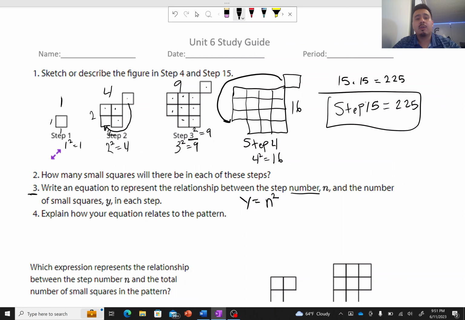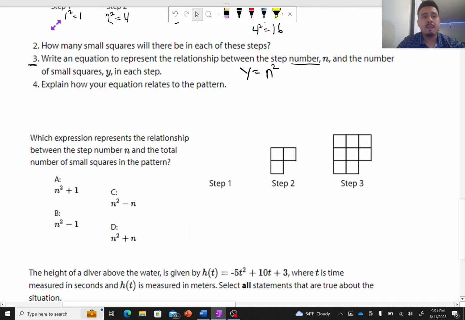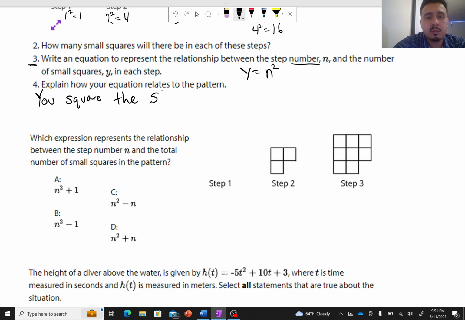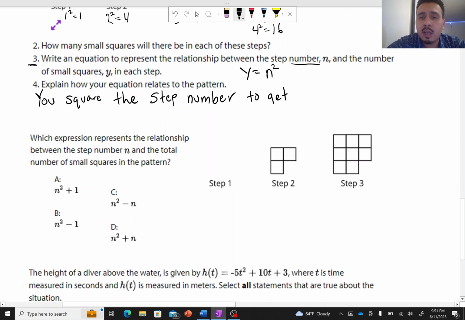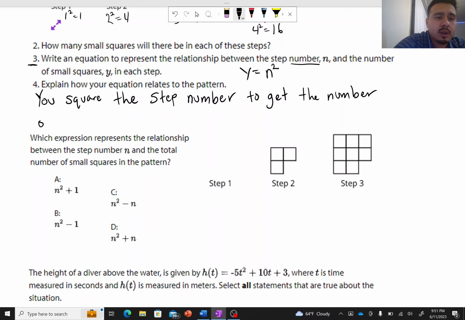For number 4, it says explain how your equation relates to the pattern. Well, technically, all you have to write, let me see if this scrolls up. There we go. Perfect. Technically, all you have to write is: square the step number to get the number of squares.